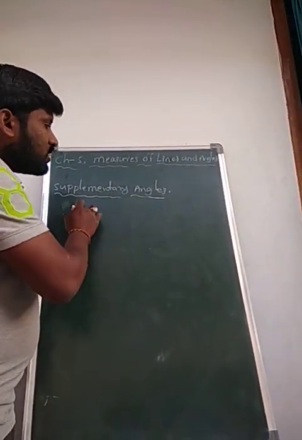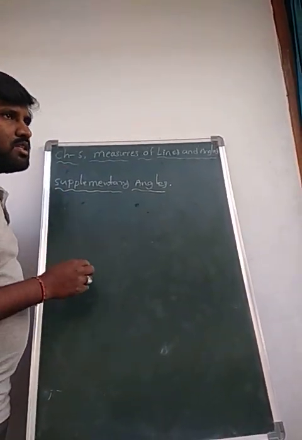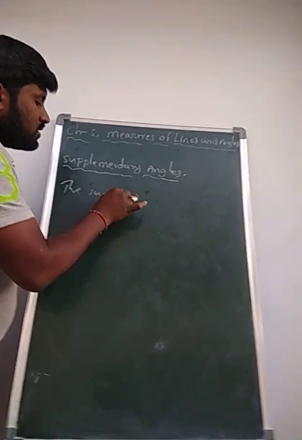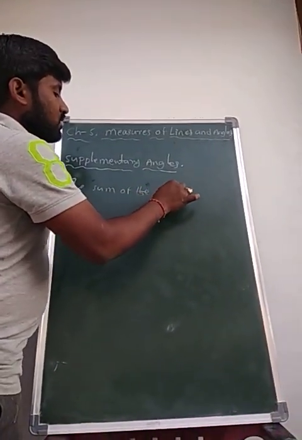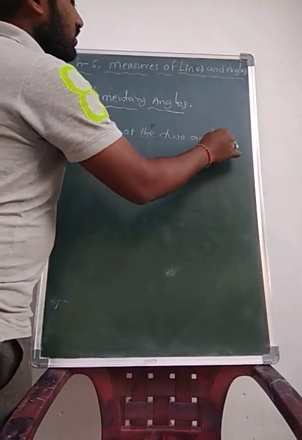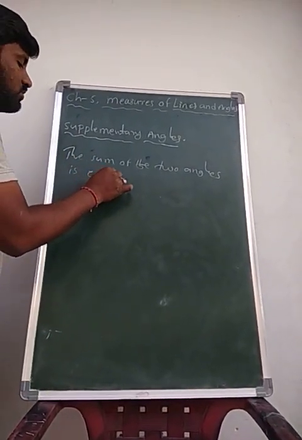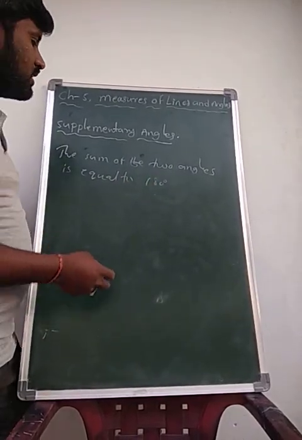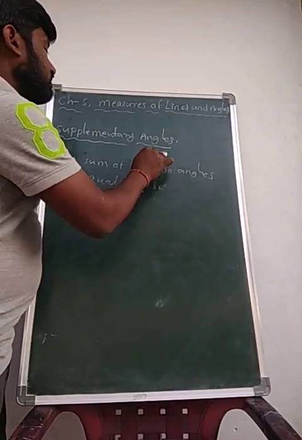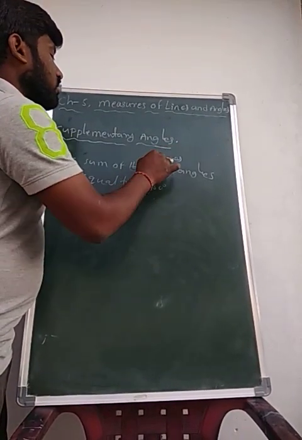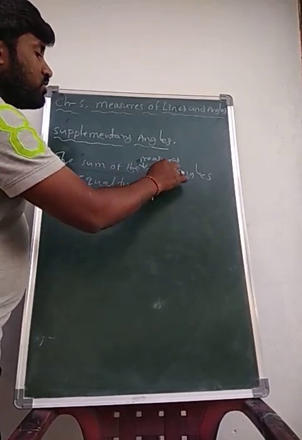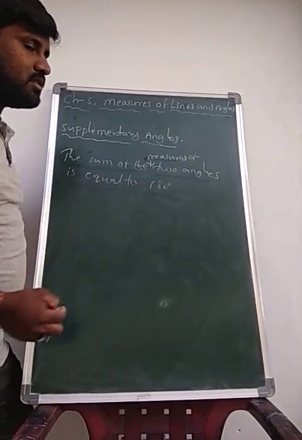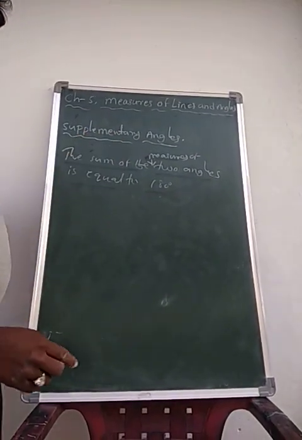Okay. Next, supplementary angles. The sum of the measures of two angles is equal to 180 degrees. Then the angles are called supplementary angles.